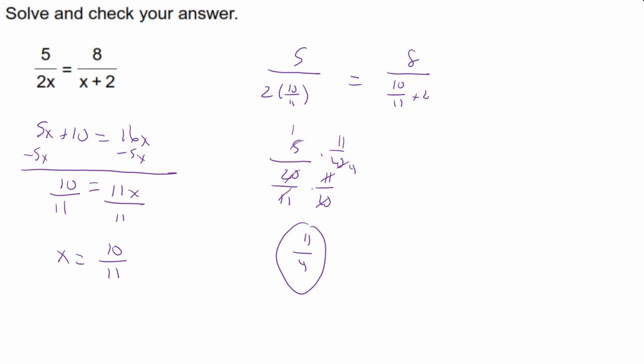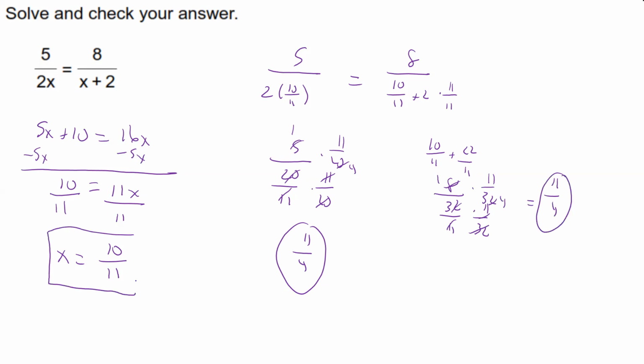Now over here, hopefully we get something similar. So here we have to multiply by 11 over 11. So here we have 10 elevenths plus 22 elevenths. So that's going to be what? 32 elevenths on the denominator, and our numerator is still 8. So if we multiply by 11 over 32, well, those all cancel. 8 goes in here once, it goes in here 4, so we get 11 fourths. So it does work. So this is kind of the check to show you that this is the correct solution.